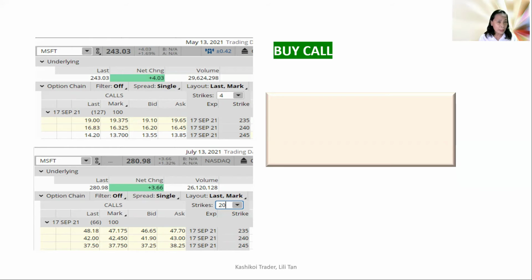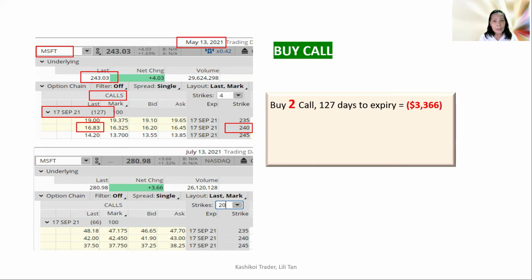Let's move forward to May the 13th. And again, let's do a buy call. So last transacted, 243. And we choose a date to expiry of 1 to 7 days, which is expiry on 17th of September. Strike price 240, and we pay a premium of 16.83.